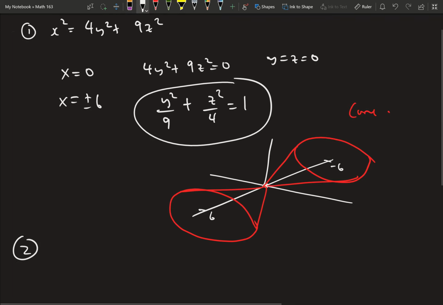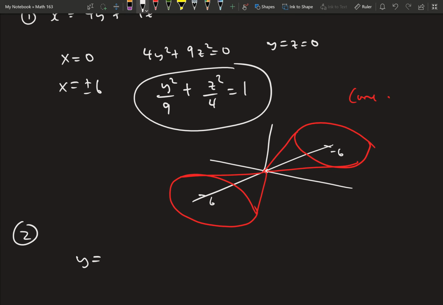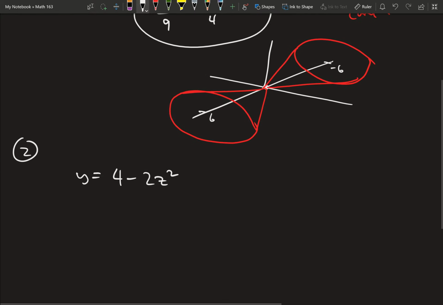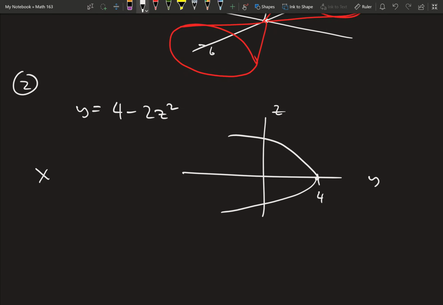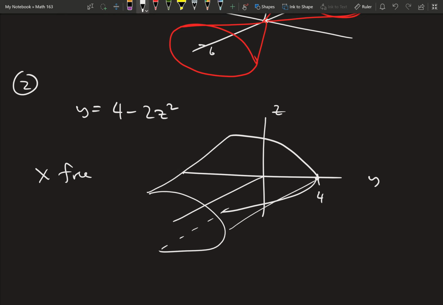For the second one, which is y equals 4 minus 2z squared, well, in the yz plane, you just have a parabola. So here's y, here's z, and at z equals 0, you have y equals 4, and you have a negative pointing parabola, something like this. And here x is free. So for every x value, you get a copy of this. So for example, you'll have repeated ones, and all the parabolas here will be connected like so.